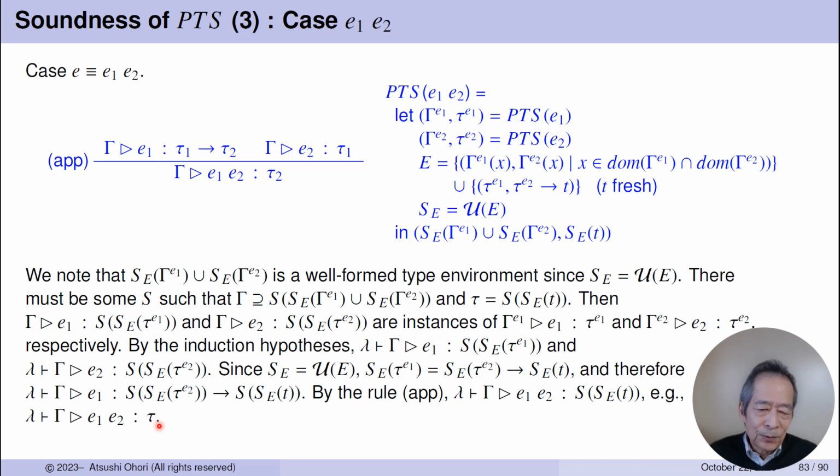So this proves that an arbitrarily picked instance of this typing is derivable. This completes the case for the application term, and therefore we have exhausted all cases for all expressions, and so we have shown in detail the soundness of the PTS algorithm.